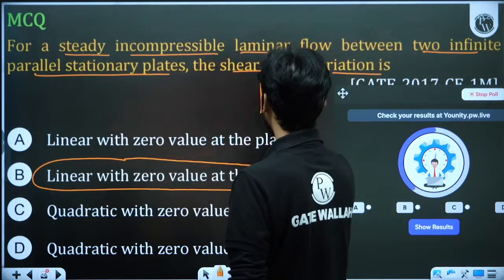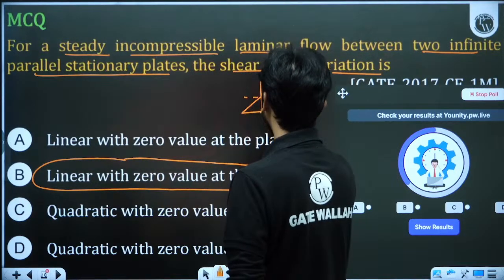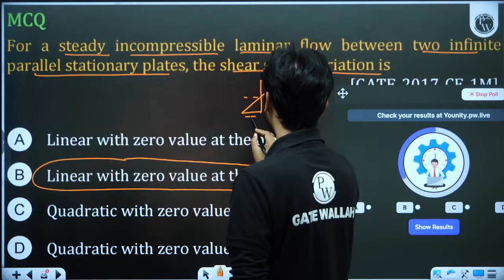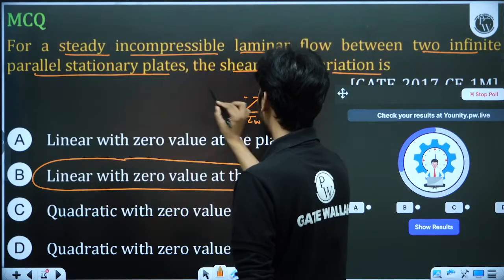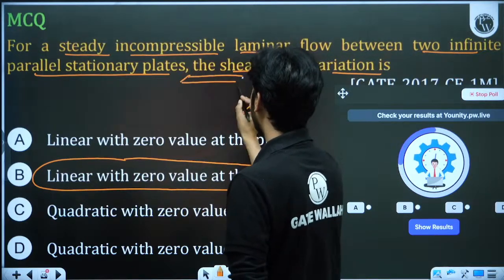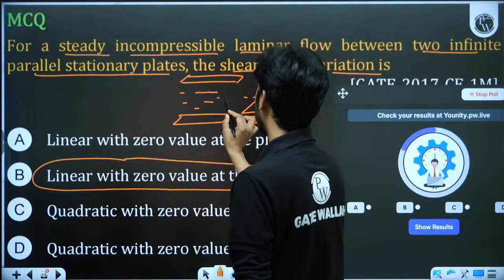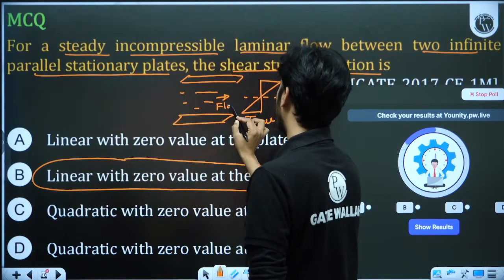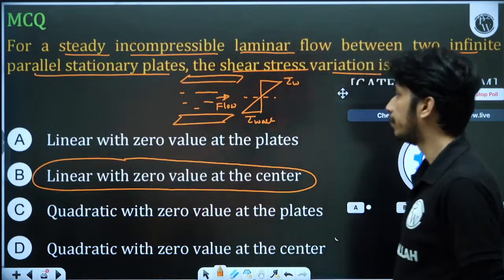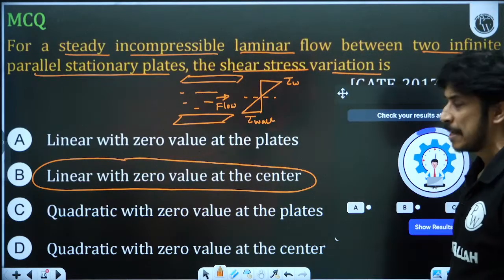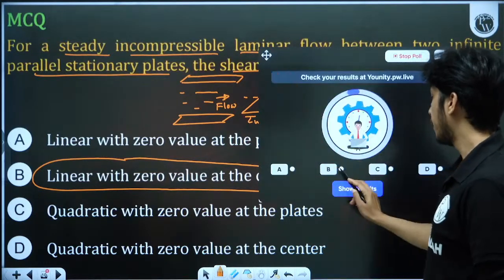Linear like this. This is tau wall. Tau wall is maximum. These are the two plates, and the flow is happening here like this. Okay, so B part is correct. I think this is clear.